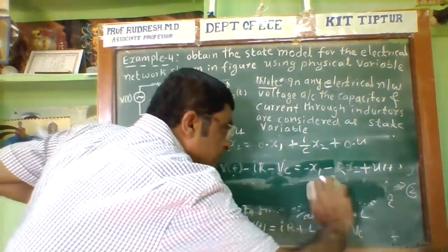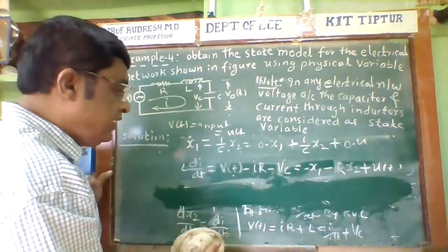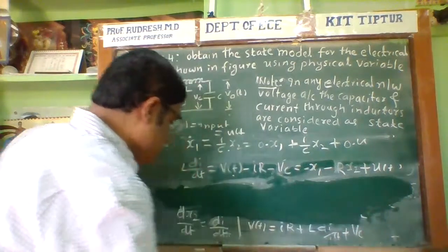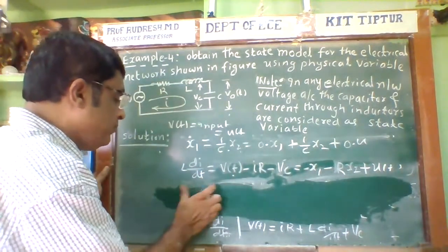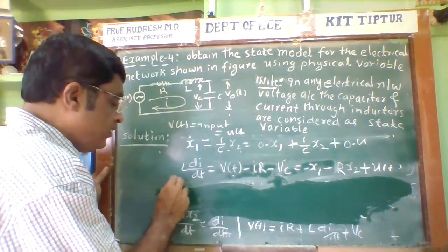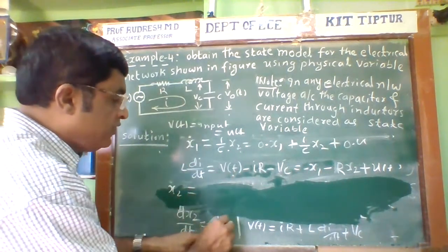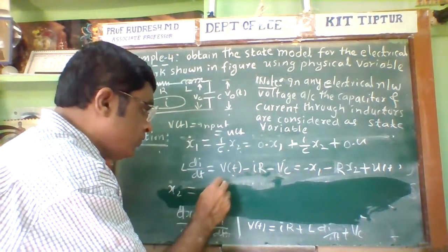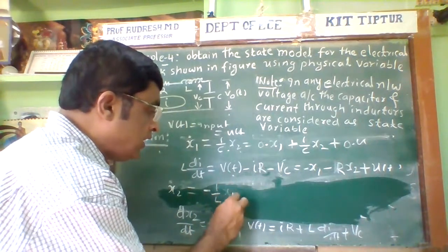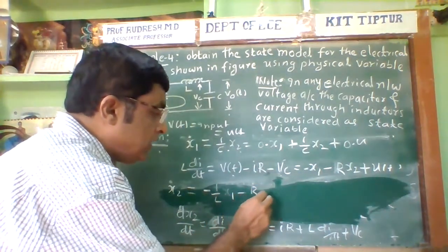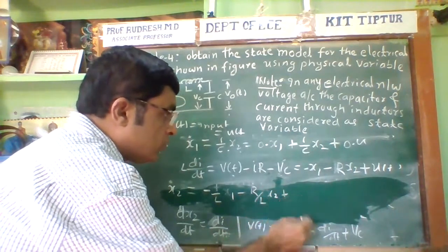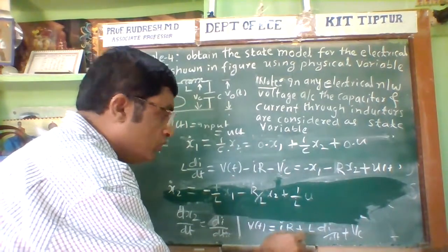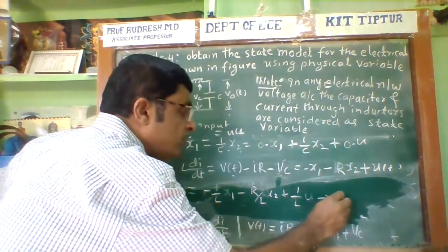What is the value of di by dt now? The value of di by dt is equal to, here we need to substitute. Therefore, x2 dot is equal to, substituting here, di by dt is equal to minus 1 by L into x1, minus R by L into x2, plus 1 by L into u of t, or u. Now this is equation 2.